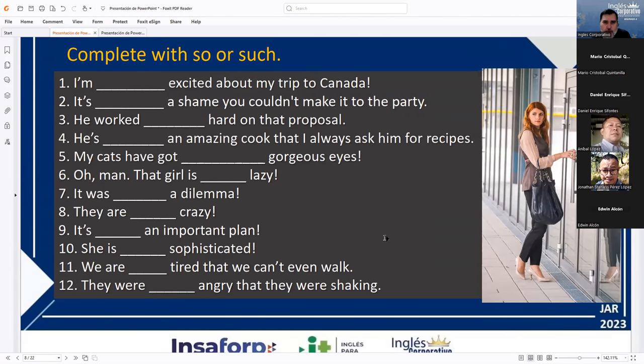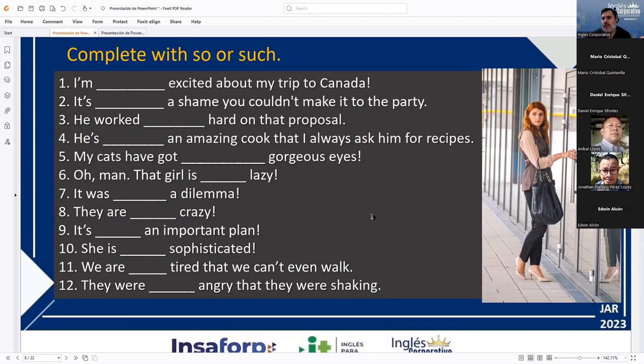Now the complete form. The complete form is so big that we couldn't move it. It was so far that we couldn't go there. It was so expensive that we couldn't buy it. It was so difficult to understand that we couldn't understand. It was so complicated that nobody did it. So you use so this, that this.